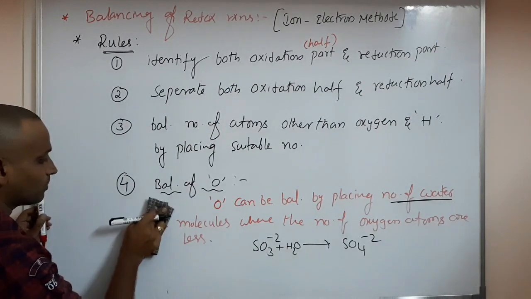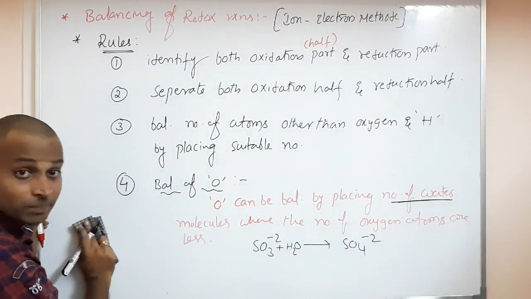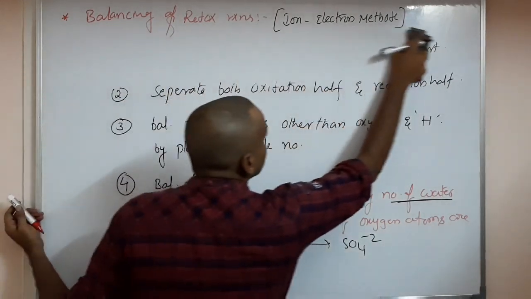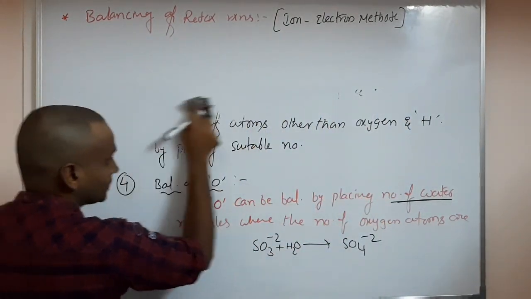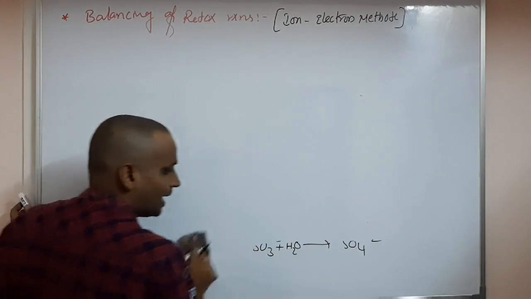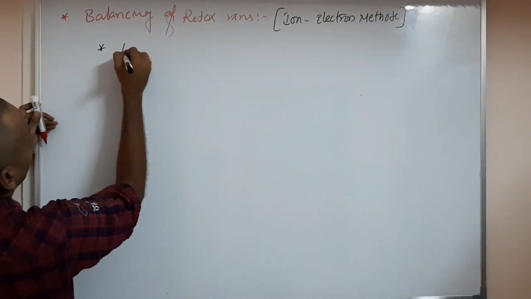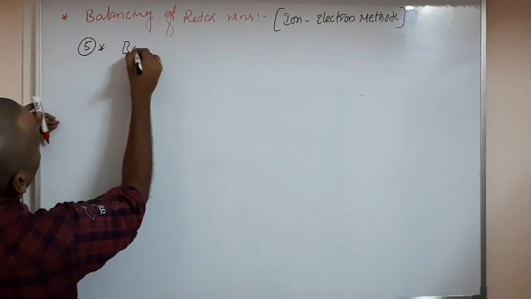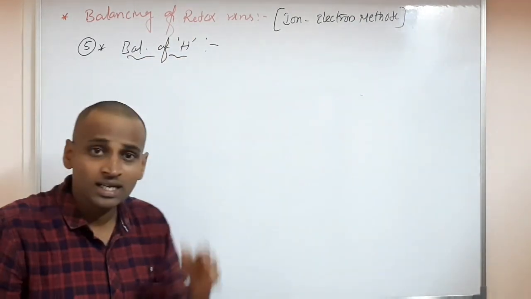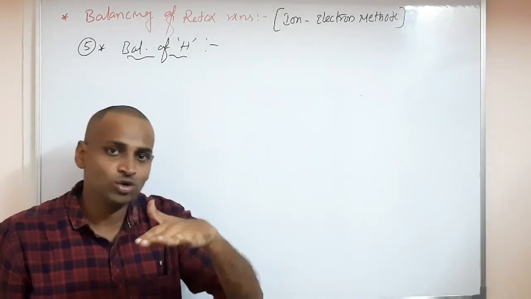Next, I'll give you the most important rule, that is balancing of hydrogen. That depends on the medium actually. So I'll write that. Take a screenshot and write it down. Okay. So next is balancing of hydrogen. Balancing of hydrogen depends on the medium, as I said previously. Next, the 5th point is balancing of hydrogen. What am I doing, understanding? We are balancing a redox reaction. To understand that we have to follow some rules.